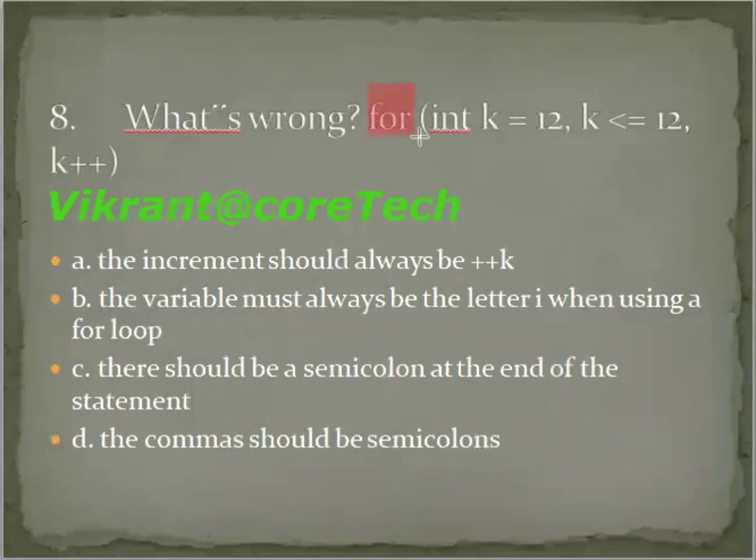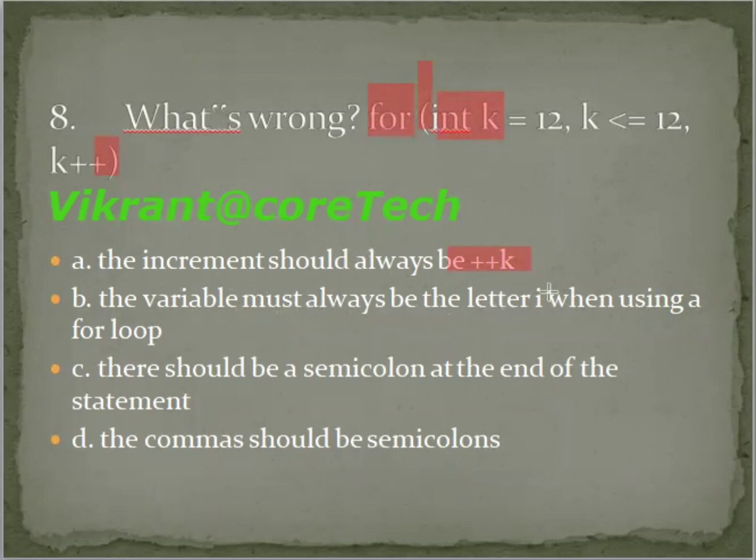So we have for written correctly. We have a declared variable. We have proper parentheses being opened and closed. So, is k plus plus always required? No, we can write k plus plus and plus plus k both, because these are the same when we are not storing anything.